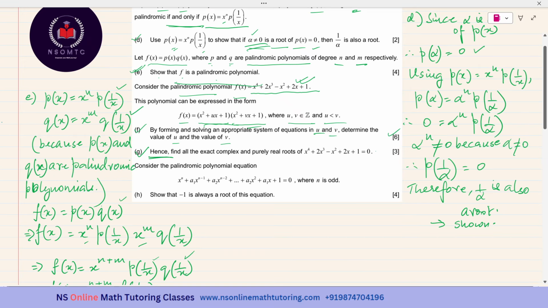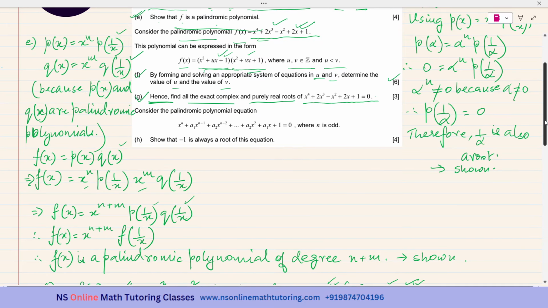Part G, hence, we have to use the information that we have collected from the previous subparts to find all the exact complex and purely real roots of x to the power of 4 plus 2x cube minus x square plus 2x plus 1 equal to 0. This is the expression for f of x. And we have factorized this whole thing into two quadratic factors. So we can solve the quadratic factors, and we will be getting the four roots.